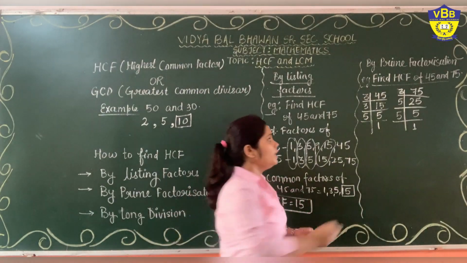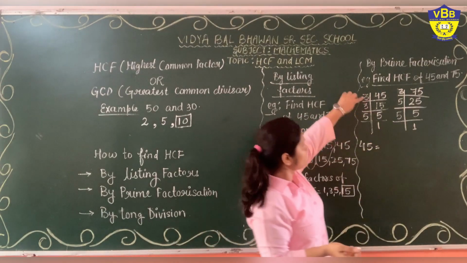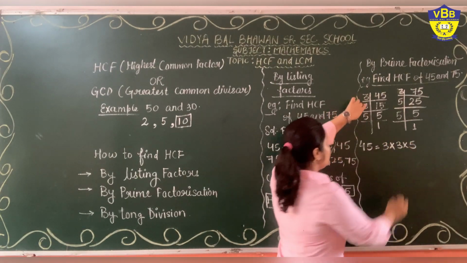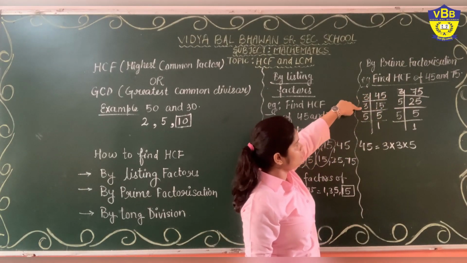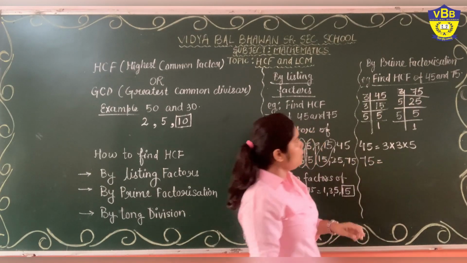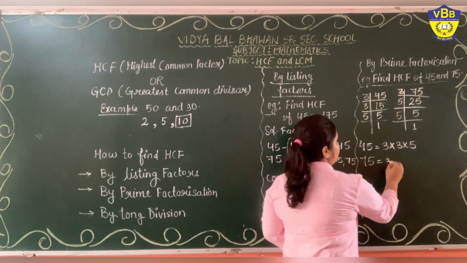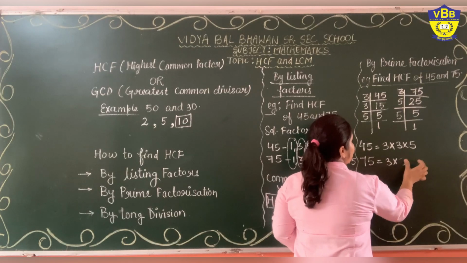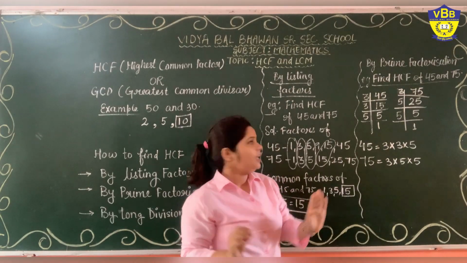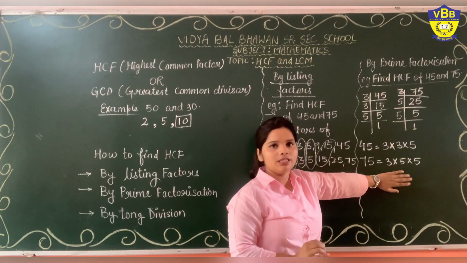Now what do we have to do? Write it down here. Prime factors of 45: 3 multiplied by 3 multiplied by 5. After that, prime factors of 75: 3 multiplied by 5 multiplied by 5. We have done the prime factorization of the numbers and written them as the product of prime numbers.